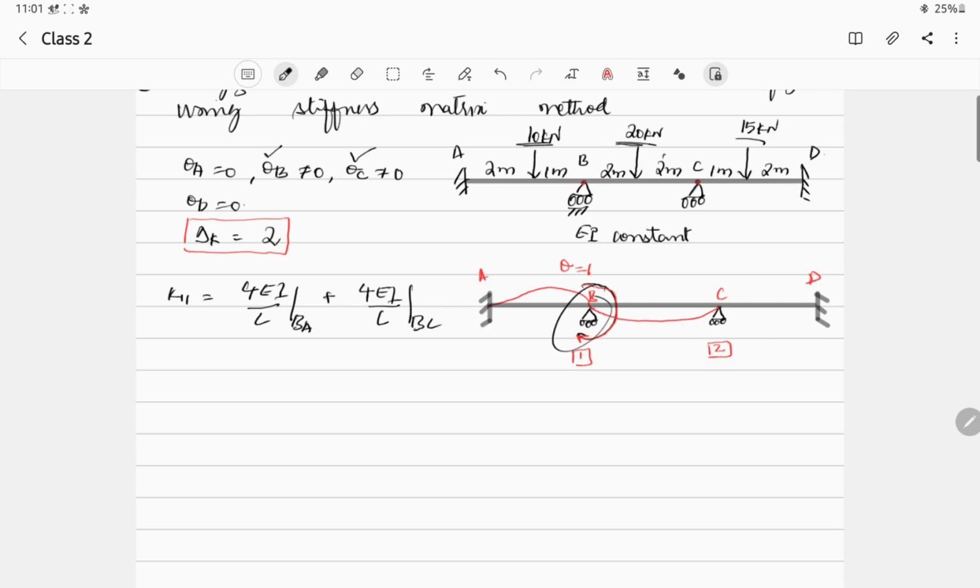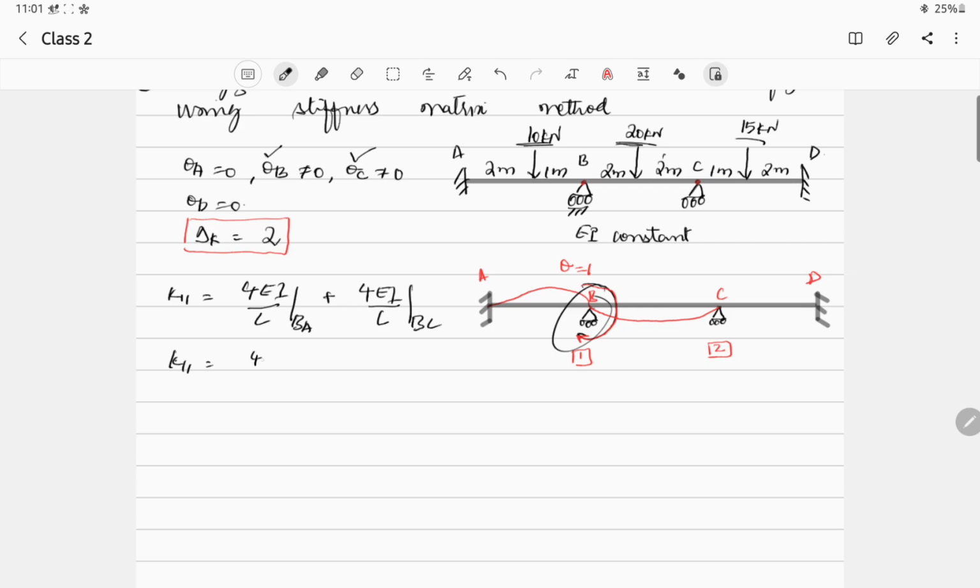We are applying only one radian of rotation to the entire non-zero slopes. Okay, so next, we'll try to solve this one.